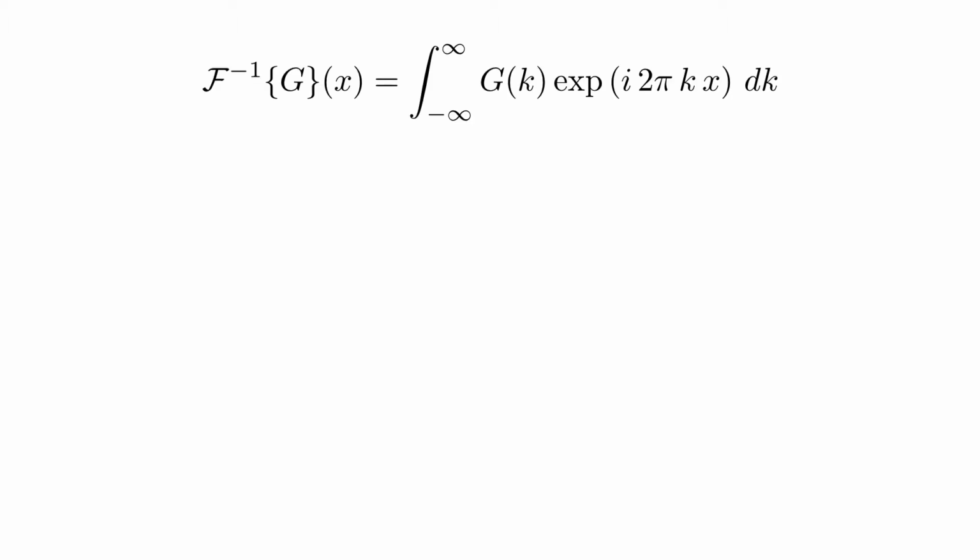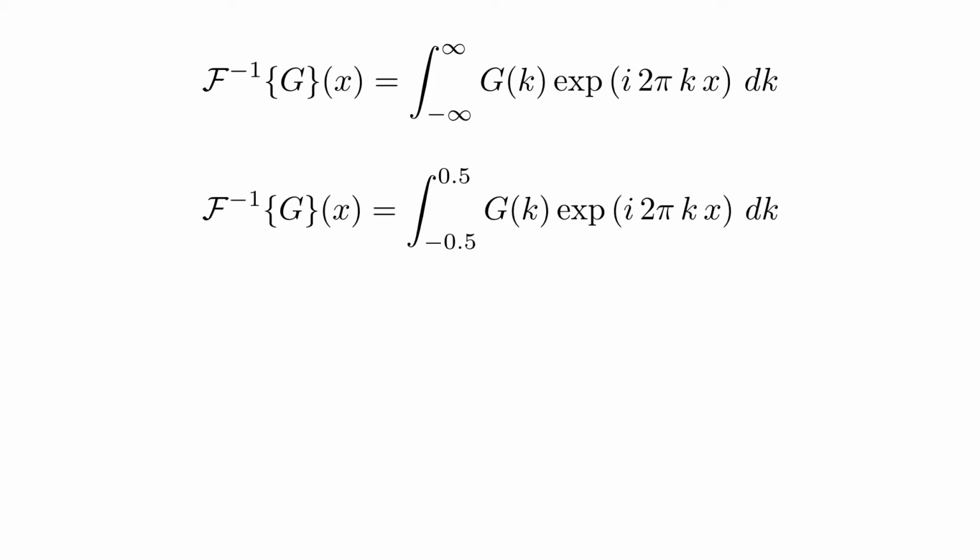Let's start with the Fourier transform. This is the definition of the Fourier transform that we'll be using in this presentation. Here, x is the space location and k is the frequency. If we assume that the spectrum of our signal is bounded, then we needn't integrate from negative infinity to infinity. We'll integrate from negative 0.5 to 0.5.